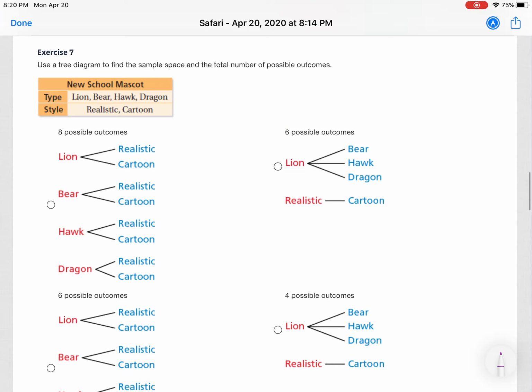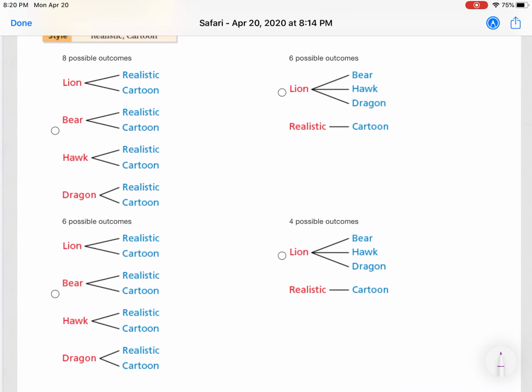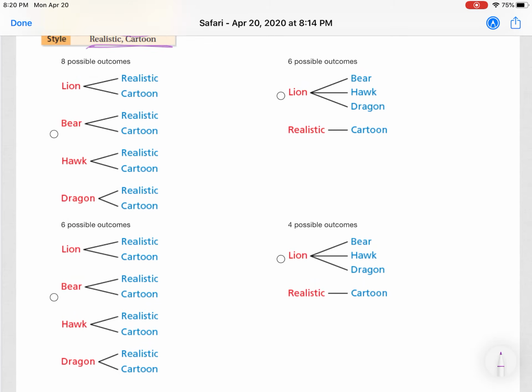Number 7, use a tree diagram to find the sample space and total number of possible outcomes. So this is asking you to do the same thing. We have a mascot that could either be a lion, a bear, a hawk, or a dragon. And it could either be realistic looking or a cartoon. So you're going to start with the type in red. The 4 types should be in red. And then each type should have both styles listed from it. Count the number of blue options that are there, and that'll give you your answer.